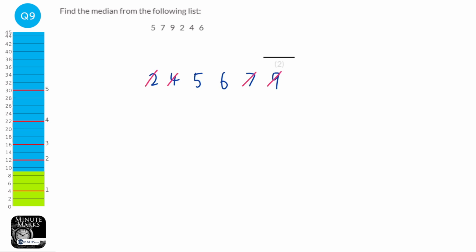Now, you see here that I can't cross out the smallest and largest because that will leave no numbers at all. So when you're left with 2 in the middle, all you need to do is add them together and divide by 2. So 5 plus 6 is 11.